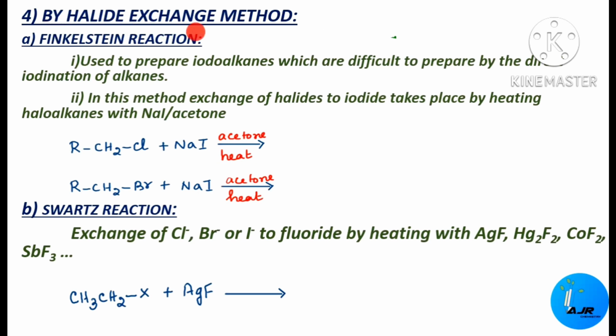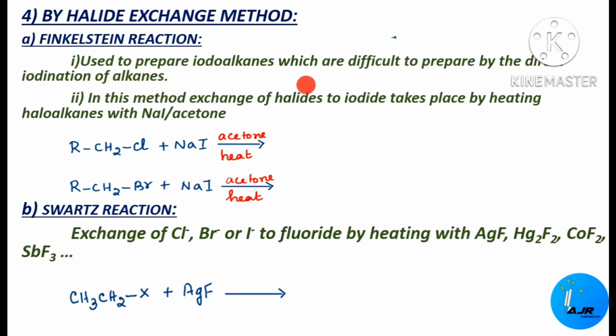Okay, so halide exchange method. Under this method we are having two types: Finkelstein reaction and Schwartz reaction. Both are naming reactions. Actually, this is used to prepare iodoalkanes which are difficult to prepare by direct iodination of alkanes.